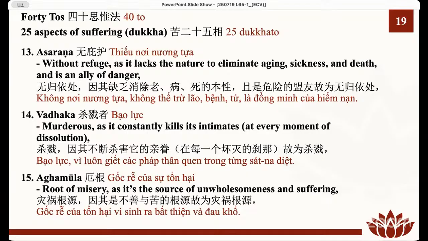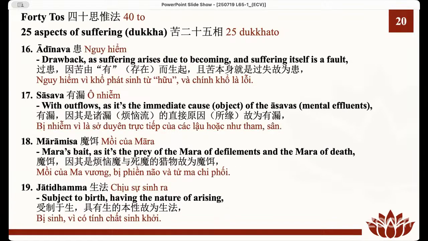Aghamula, root of misery, as it is the source of unwholesomeness and suffering. That means we also have many sufferings caused by ignorance. This is also one of the sufferings. Not only that, we also have craving, clinging, and many other causes. When they are the cause of misery, cause of suffering, we also call it aghamula. Then again, adinava, drawback, as suffering arises due to becoming and suffering itself is a fault. People say the dangerous defects. And the other ideas are dangerous defects. That's when they are called adinava.